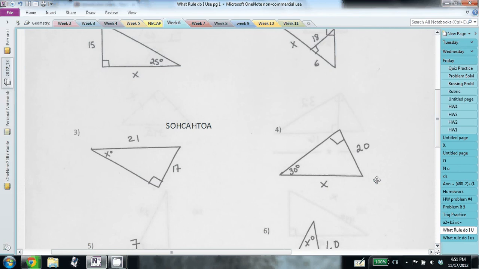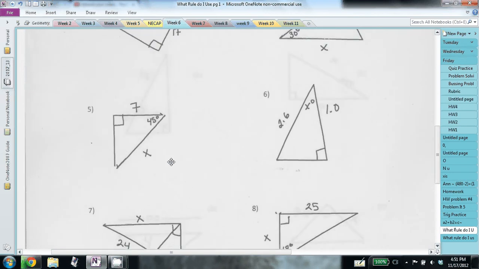Number 4. I've got a couple of choices. I could definitely use a 30, 60, 90. It's a special right. I could do 30, 60, 90 rules here. But I could also use trig ratios if I wanted to. So I have some choices here. SOHCAHTOA is another possibility. Won't be using Pythagorean theorem because I only have one side, the 20. I don't have anything over here on this other leg.